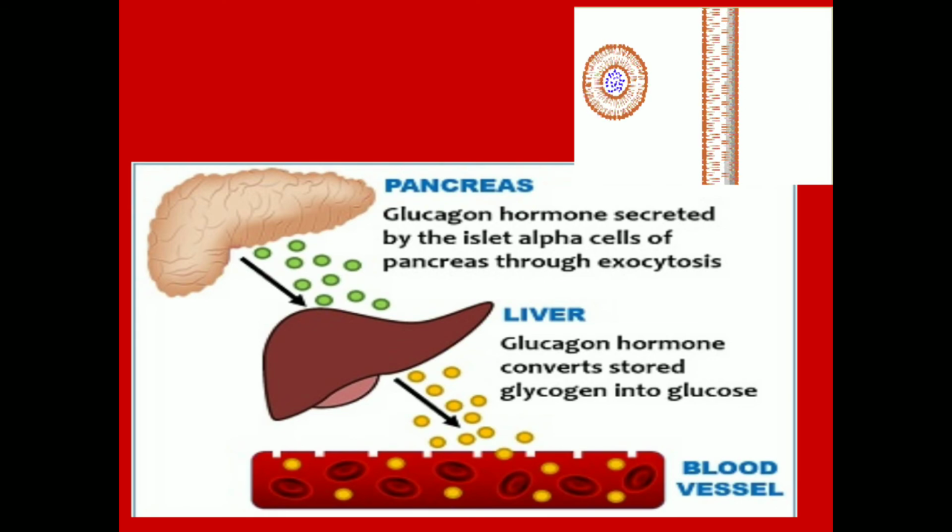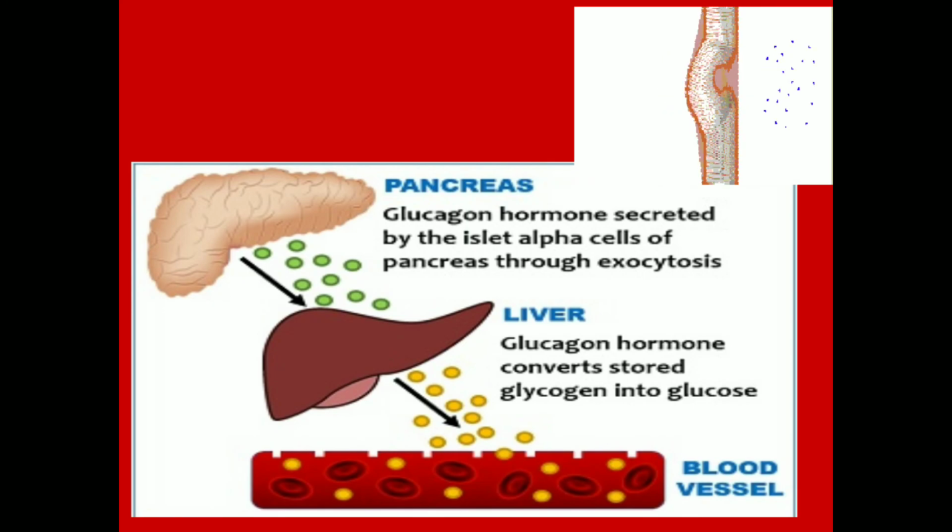So when glucose concentration is low, we have here the glucagon hormones that are secreted from the alpha cells of the islets of the pancreas. These glucagon hormones will signal the liver to convert the stored glycogen into glucose. And then this glucose is released into the blood, causing the blood glucose level to increase.